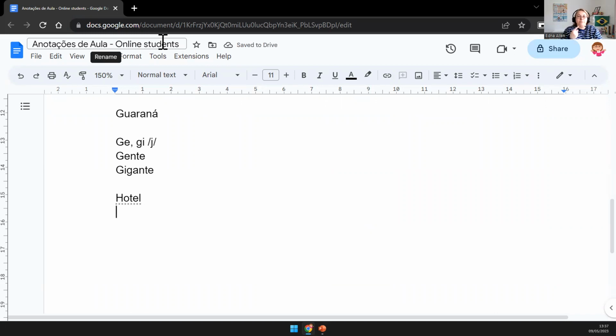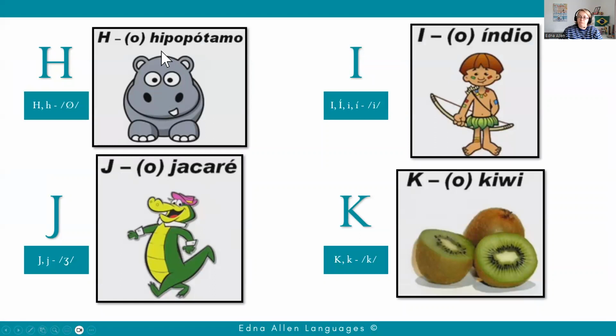Certo? Deixa eu ver uma outra palavra com H. Let me see another word with H. How about helicóptero? Helicóptero. Certo? Or hidrante. Hidrante. Tudo bem com essas palavras? Everything okay with these words? Yeah? Okay. Vamos lá. So remember, no sound.